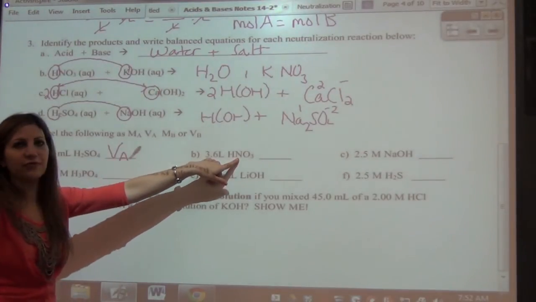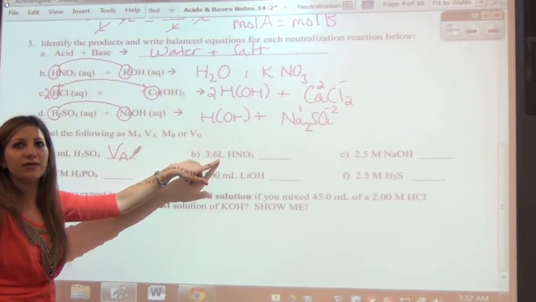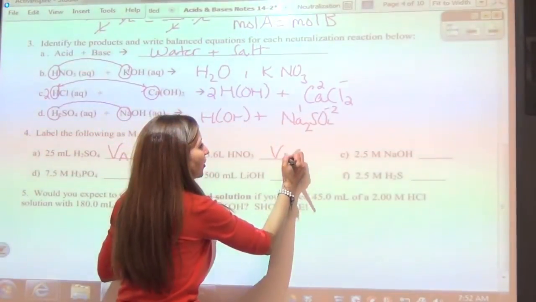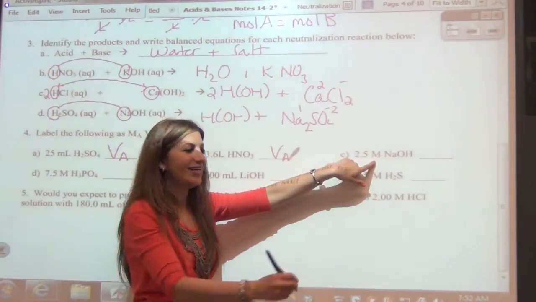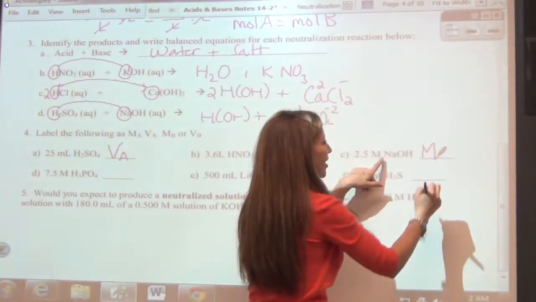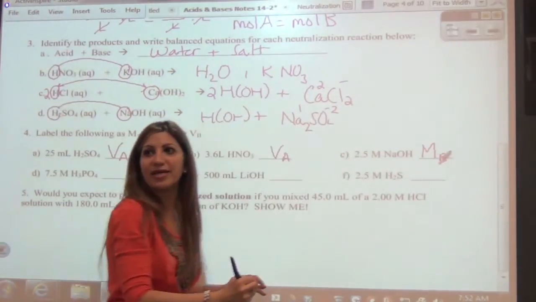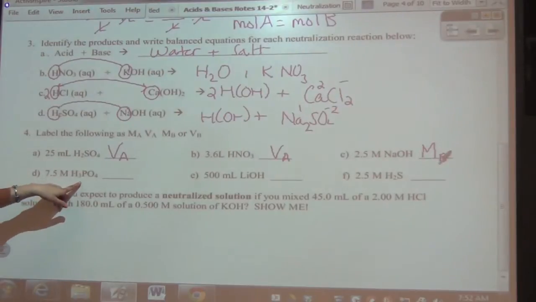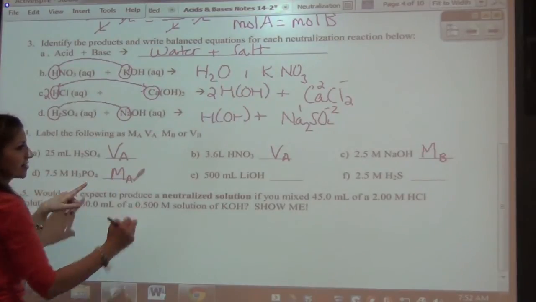Let's try the next one. 3.6 liters of HNO3, acid or base? Acid. Liters would be a volume. So we've got, again, volume of our acid. Obviously, big M makes it molarity. NaOH, an acid or a base? Base. So that's going to be our Mb. Okay, next one, H3PO4. That's an acid, and that's molarity of the acid.